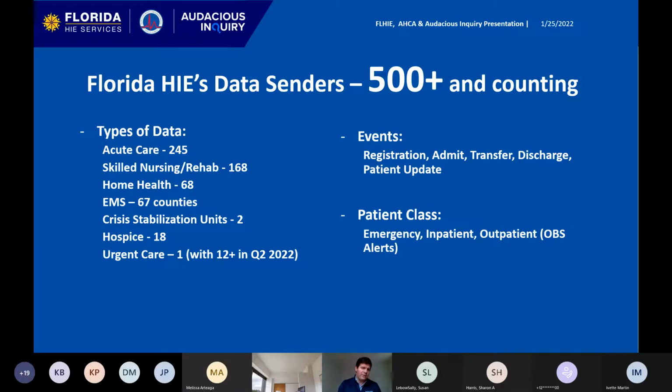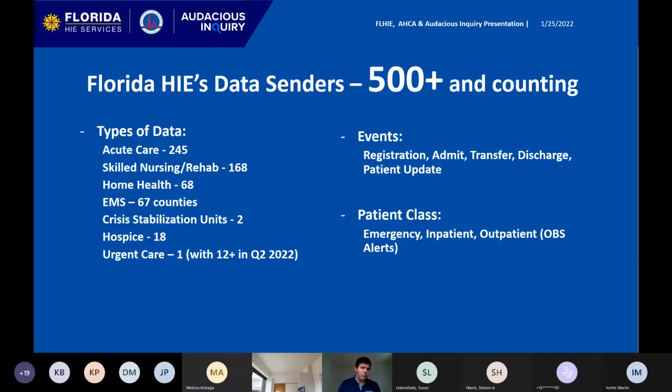I've distinguished them on the left-hand side here under types of data. We have acute care, skilled nursing and rehab, home health, and EMS, which is the ambulance services, connected for all 67 counties. So if one of your patients has an encounter with an ambulance, a treat and release encounter where they call the ambulance, tell them, I don't want to go to the hospital, and the ambulance performs some treatment and then releases them, we have those connected as well as data centers.